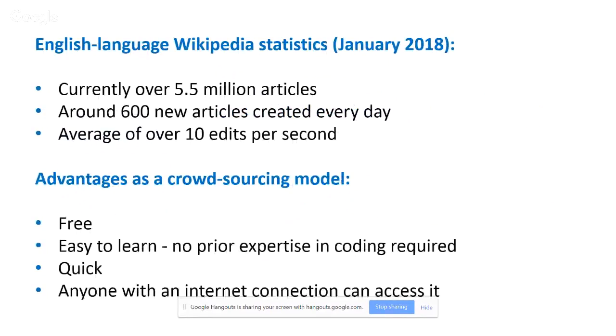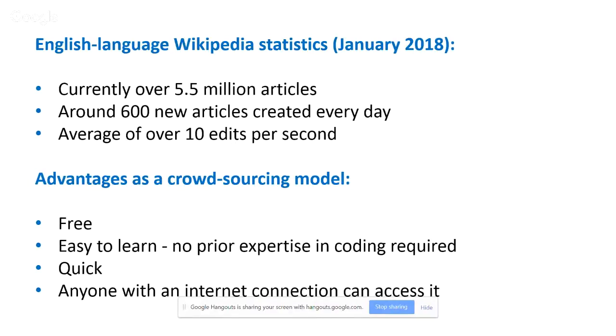So some basic statistics about Wikipedia. And bear in mind, I'm going to be talking about the English language Wikipedia. Obviously, Wikipedia does exist in other languages as well, but this is the one with which I've been working and with which I'm most familiar. So English language Wikipedia currently has more than 5.5 million articles. Around 600 new articles are created every single day. And on average, more than 10 individual edits are made every second.